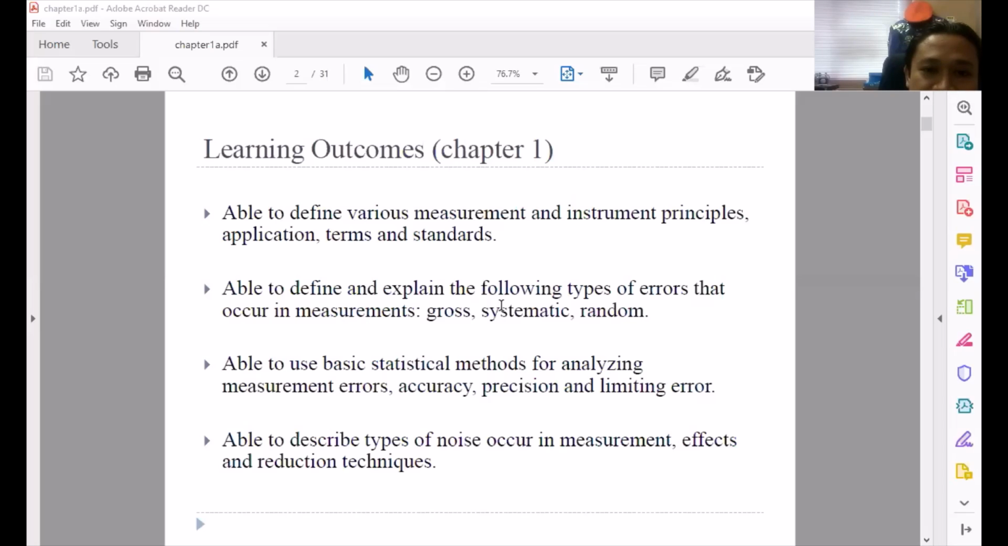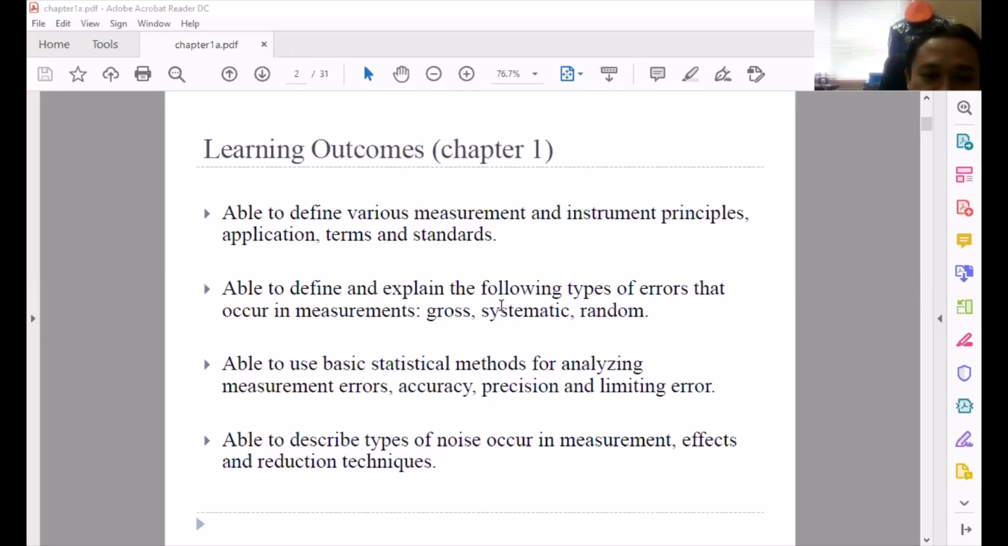Learning outcome number 3: to be able to use basic statistical methods for analyzing measurement error, accuracy, precision, and limiting error. This will be covered in tomorrow's class. You have to know the types of error, for example gross error, human error, and systematic error. Within systematic error we have many kinds, like instrument error, and also random error. After we get the errors, we study the statistical methods to study the types of error, accuracy, precision, and how to limit the error.